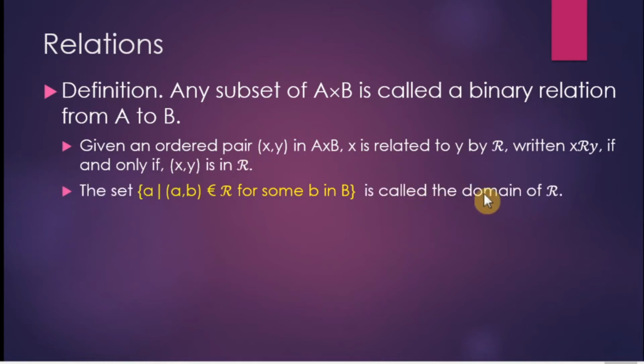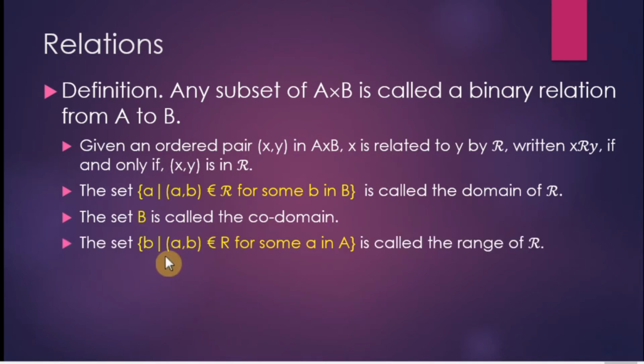Another terminology: we call it the domain of the relation R. That is the set comprising all the first elements of the ordered pairs included in the relation. The set B, that's the second set we are working on, is called the co-domain. If we collect the second number in each ordered pair, that's b, in all the ordered pairs that are included in a relation, that set is called the range.